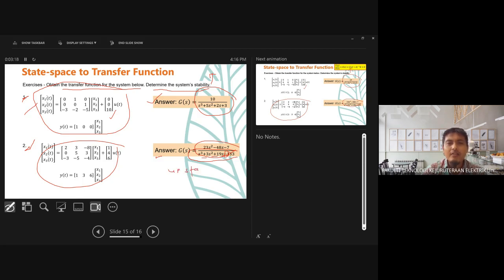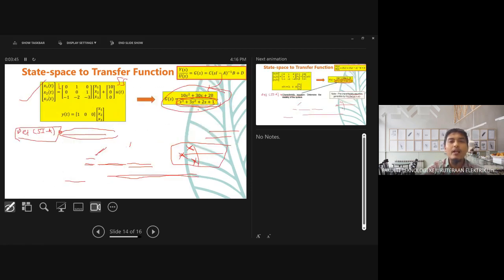However, you can try to calculate it by using a calculator to see the pole location. Most probably, if you have a negative value there, the system is unstable. Okay, so you can say the system is stable because you can see positive, positive, positive. All of that is positive value. All right. So that's all for the state space to transfer function.